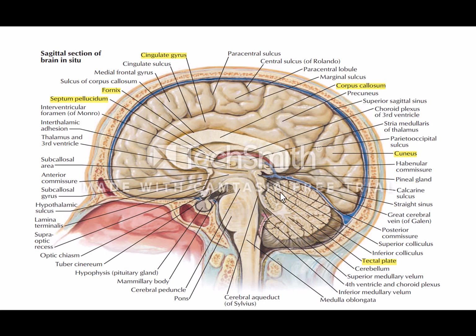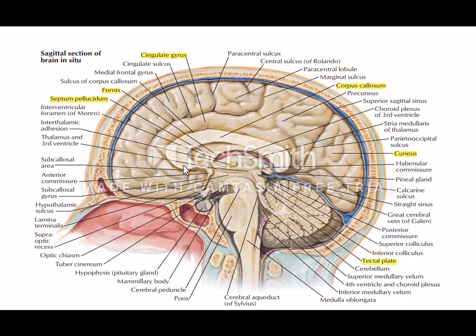That's our cerebellum. Our fourth ventricle, which is tent shaped. You can see the fourth ventricle there. That's the rhomboid fossa, or the floor of your fourth ventricle.